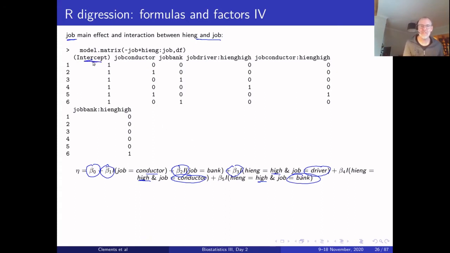We get the intercept term, the main effect for conductors, the main effect for bank workers, but then we get high energy and driver, high energy and conductor, high energy and bank worker. And this can be very nice because it basically says what is the effect of high energy for each of these three groups after we adjust for main effects for job.